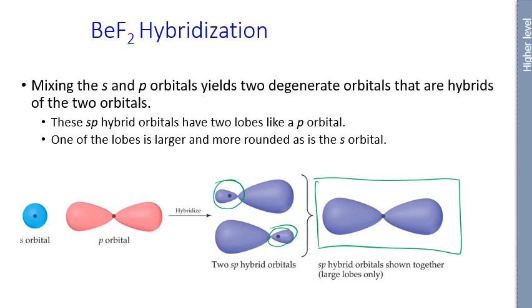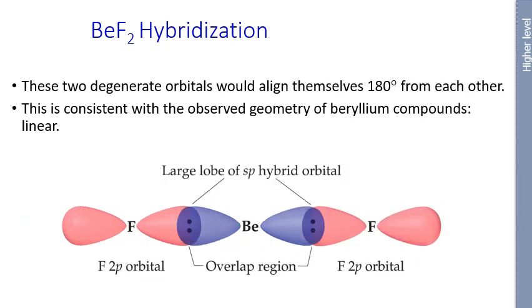smaller lobes in the sp hybridization. This explains the shapes because these two degenerate orbitals would align themselves 180 degrees from each other to reduce the electron repulsion, and this is consistent with the observed geometry of beryllium compounds, which are indeed linear. Okay, so beryllium's in the center. You have the two sp hybridized orbitals forming sigma bonds here with the 2p orbitals of fluorine to give beryllium difluoride.